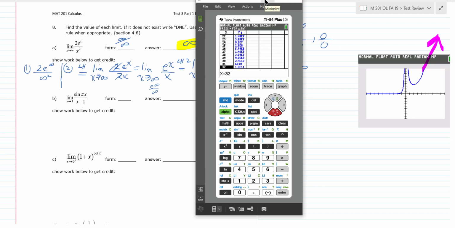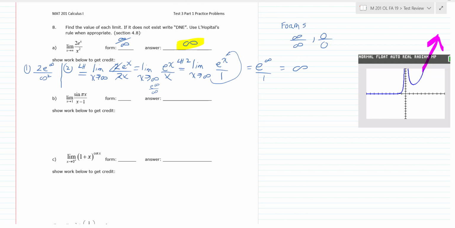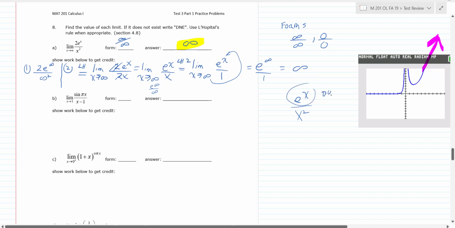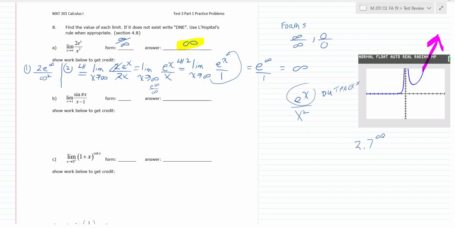The reason I like to think of it this way is that e to the x outpaces x squared. It outpaces it by a long shot because this is really like 2.7, and when the exponent gets infinitely big, that outpaces the x squared. That's why it ends up going to infinity. All right, so that's L'Hopital's rule on that one.